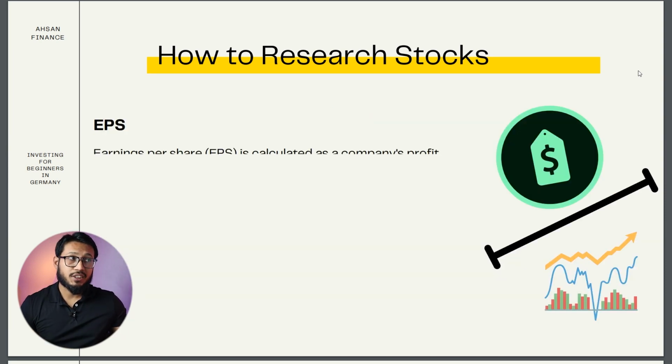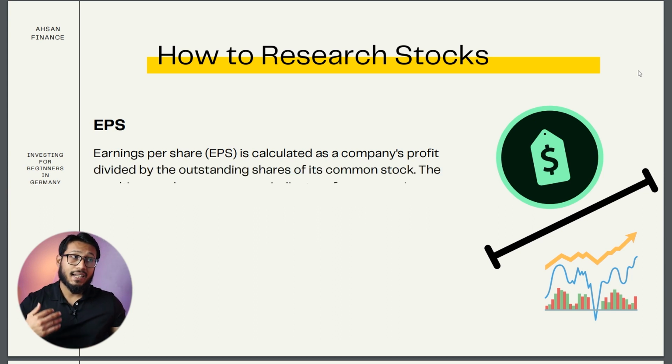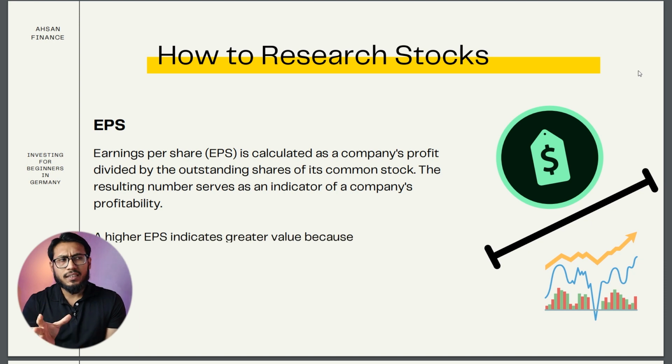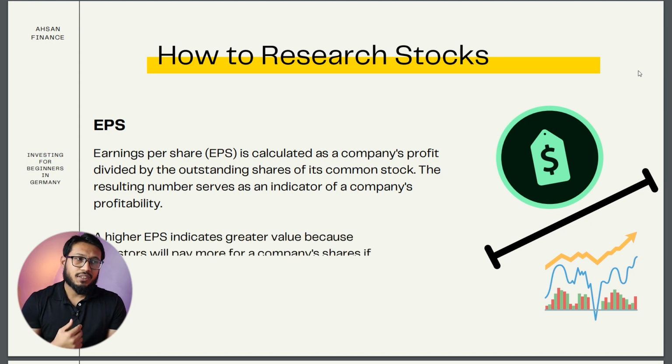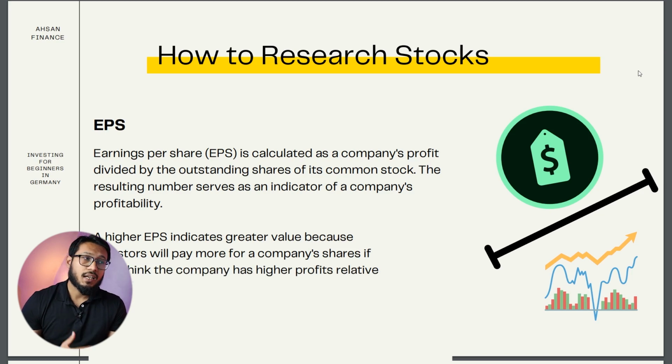EPS, or earnings per share, is calculated as a company's profit divided by the outstanding shares of its common stock. The resulting number serves as an indicator of a company's profitability. A higher EPS generally indicates a greater value because investors will pay more for a company's shares if they think the company has higher profits relative to its share price.